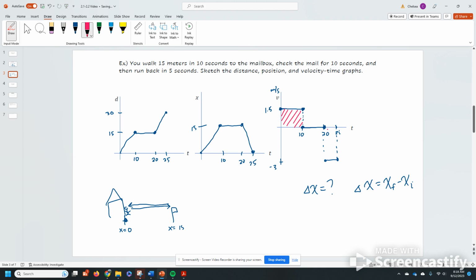So, area under the curve here. The area of this first section here is 1.5 times 10. This is positive 15 meters. But then I'm going to have a negative area here underneath the curve. And this is negative 3 times 5. So negative 15 meters. For a total area, 15 plus negative 15 is 0. So my change in position, my displacement, is 0 meters.